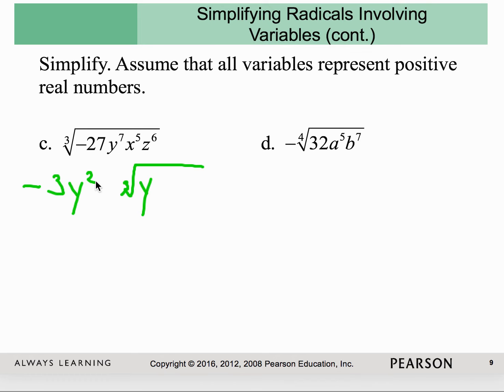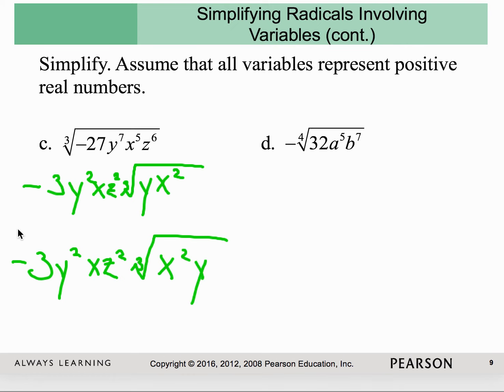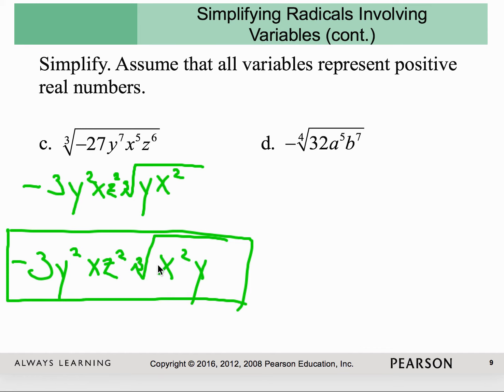3 goes into 5 1 time, but there's 2 left over. 3 goes into 6 2 times with none left over. I'm going to rewrite this just so it's a little more clear. 3y squared x z squared, and then the cube root of x squared y. Just like we always say, just keep simplifying. Make sure, double check that you don't have any exponents in here bigger than your index. If you do, you're not finished simplifying.